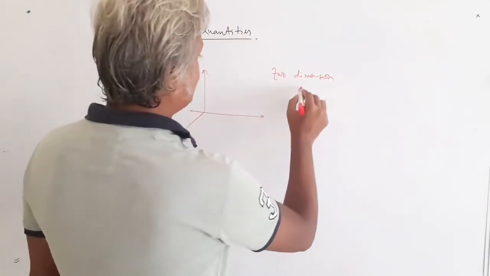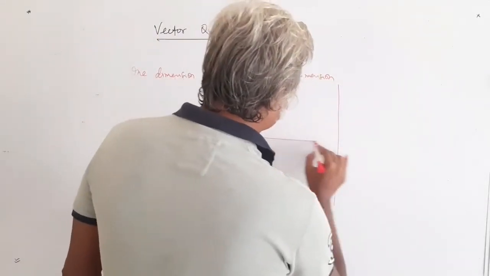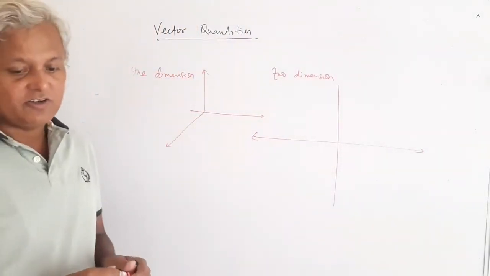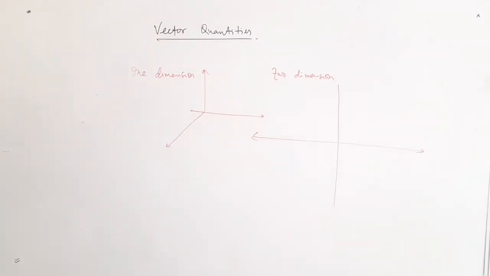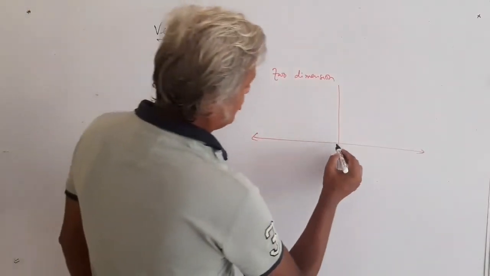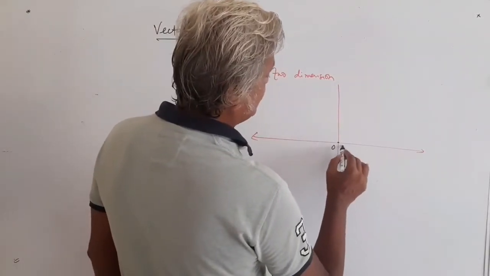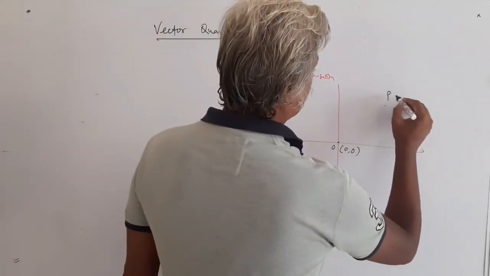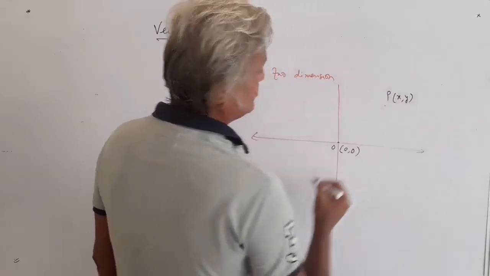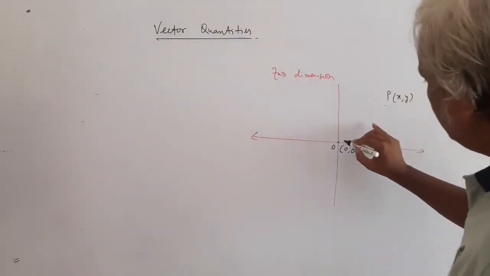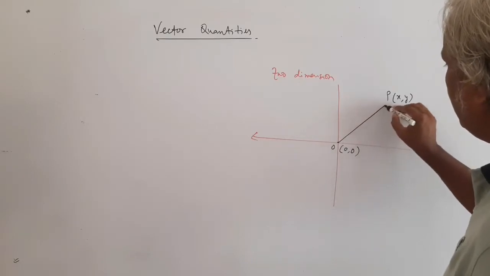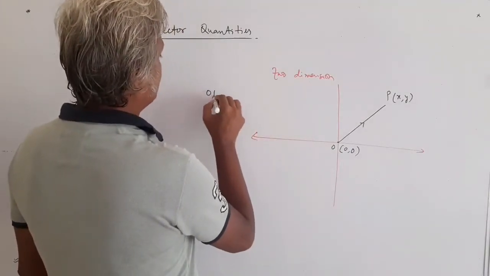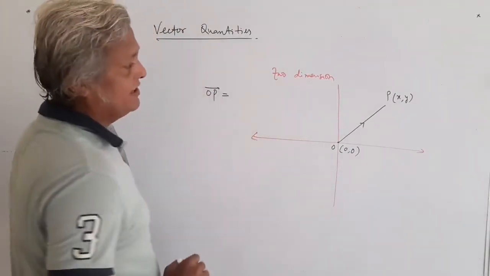Two dimensions is generally represented by a Cartesian system like this. In two-dimensional geometry, you might have studied coordinate geometry. If you take this point as origin, every point here is represented by two things: one is called the ordinate, the other is called the abscissa. If you take a point P here having coordinates x, y, then starting from O to P, this is a vector quantity. So OP bar is a vector quantity.